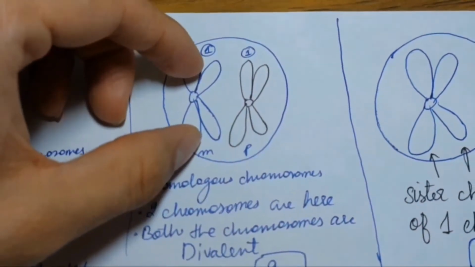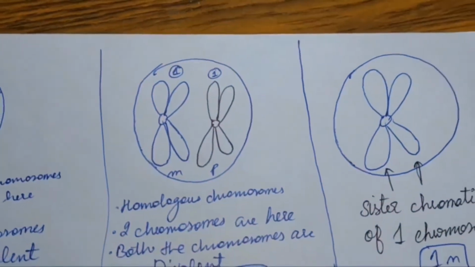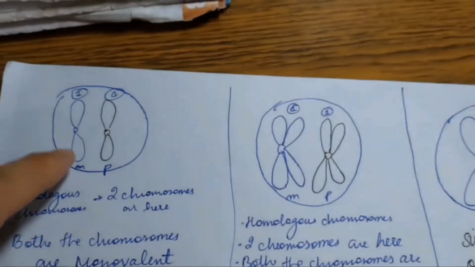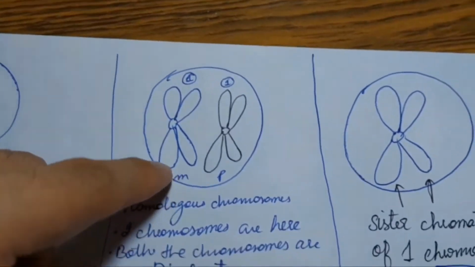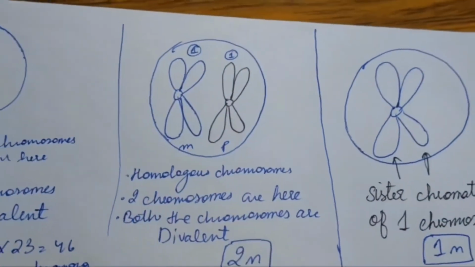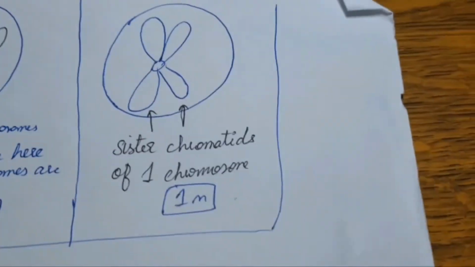Here also this full thing will be counted as one chromosome and this will be counted as the second chromosome. So here also we have a total of two chromosomes and both the chromosomes are divalent. So here they were monovalent, but here they are divalent. Why? Because they have the sister chromatids with them. And here also the genetic material is 2n, that is 2 into 23, so a total of 46 chromosomes are present in this cell.